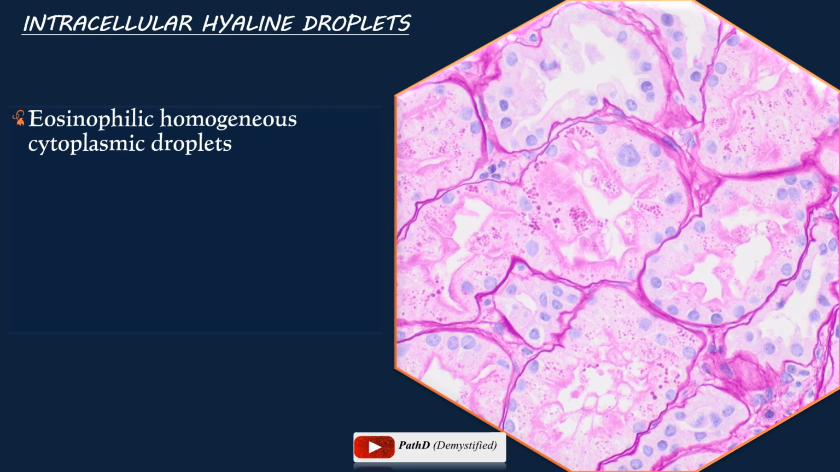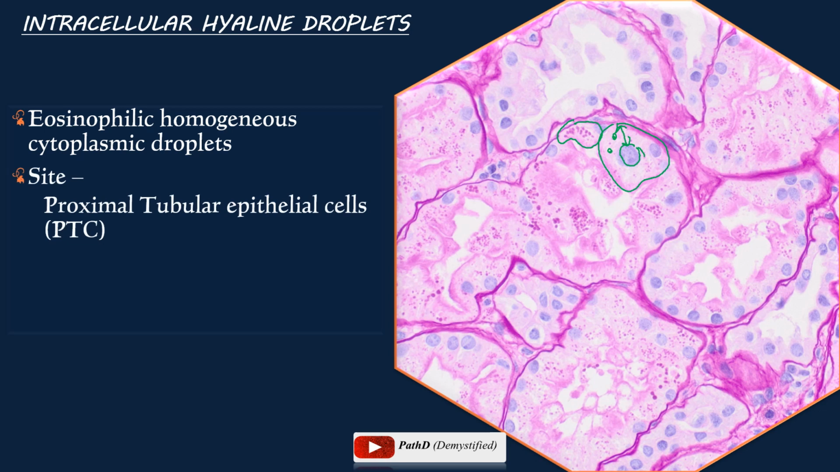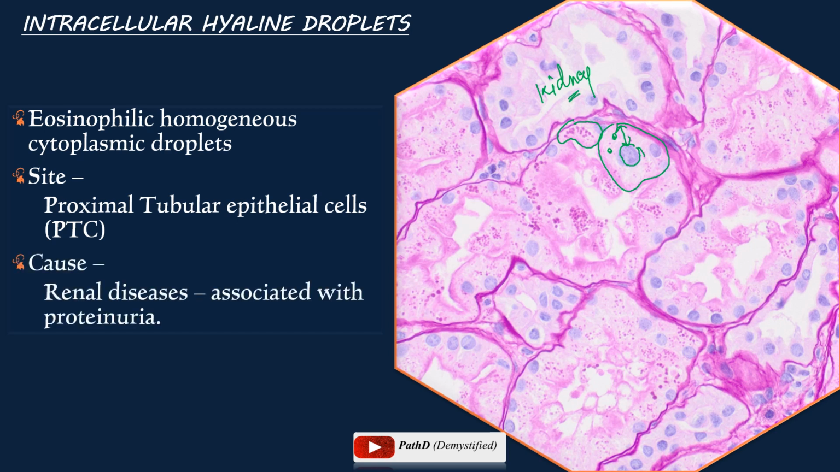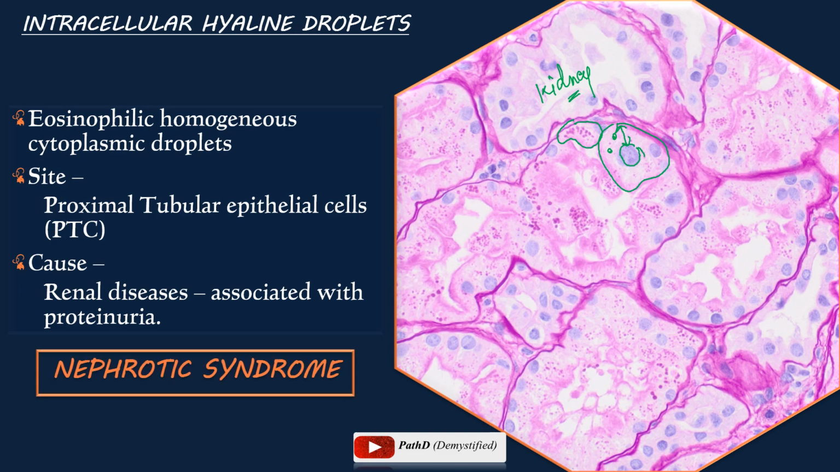Now what are these? These are very small eosinophilic homogeneous deposits within the cytoplasm. See, this is one cell, this is the nucleus, and this is the cytoplasm, and these small droplets are present within the cytoplasm of the proximal tubular epithelial cells of the kidney. So why do they happen? They are associated with any condition which leads to increased protein filtration. So you can think of any causes of nephrotic syndrome. Why? Because nephrotic syndrome, we know, is associated with massive proteinuria.